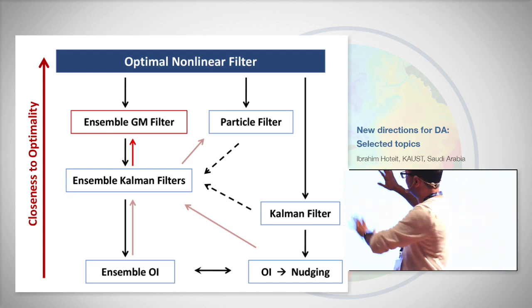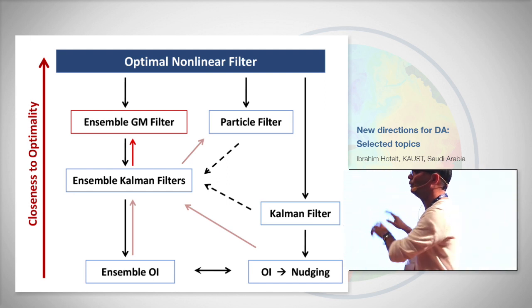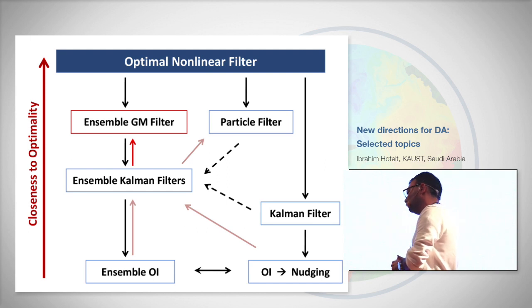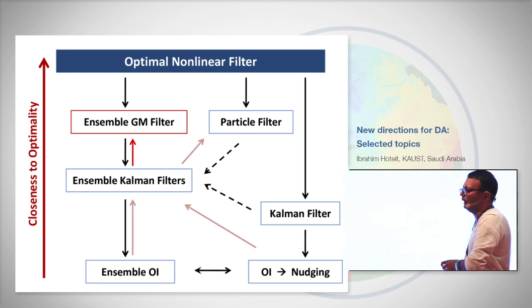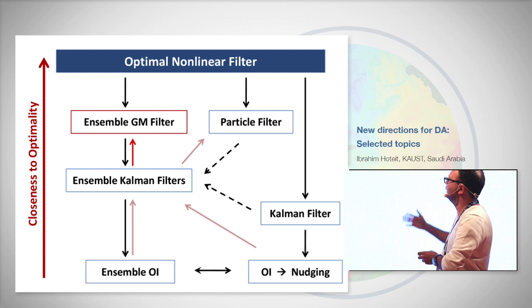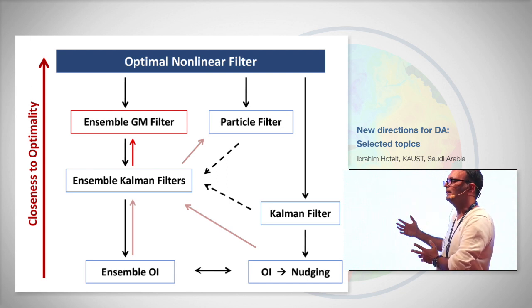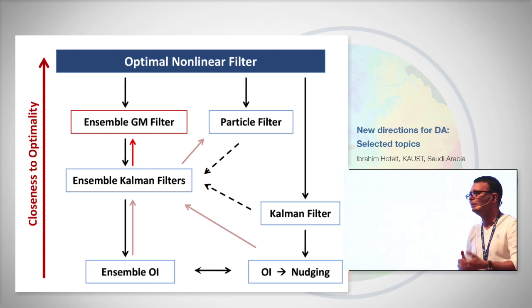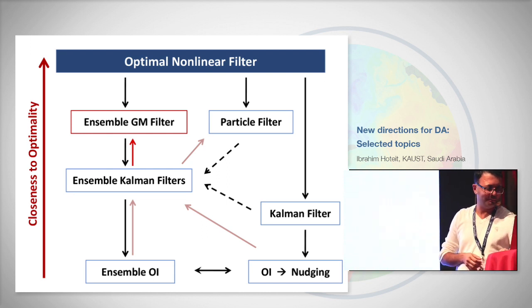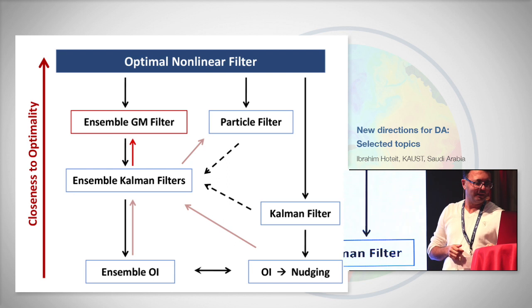I just tried closeness to optimality to classify the assimilation schemes. And very funny, I brought this from 2012. We're still more or less at the same place. So in 6 years, we didn't move really much, which surprised me.